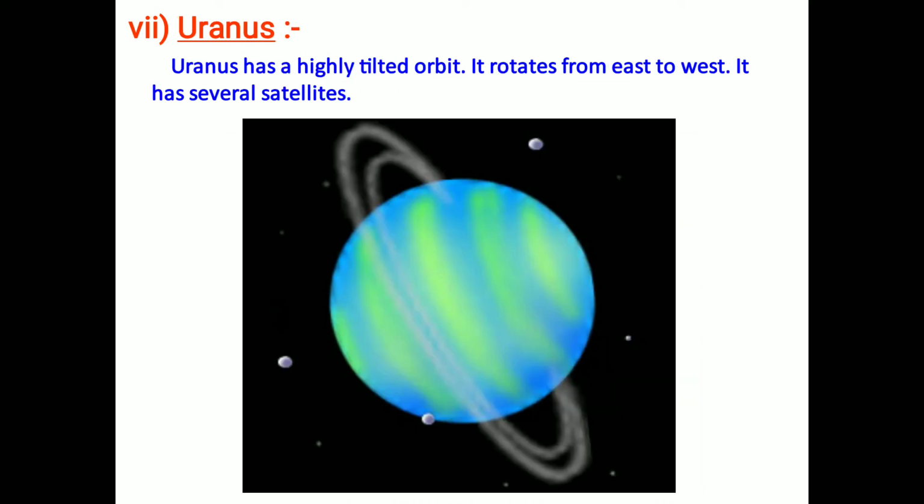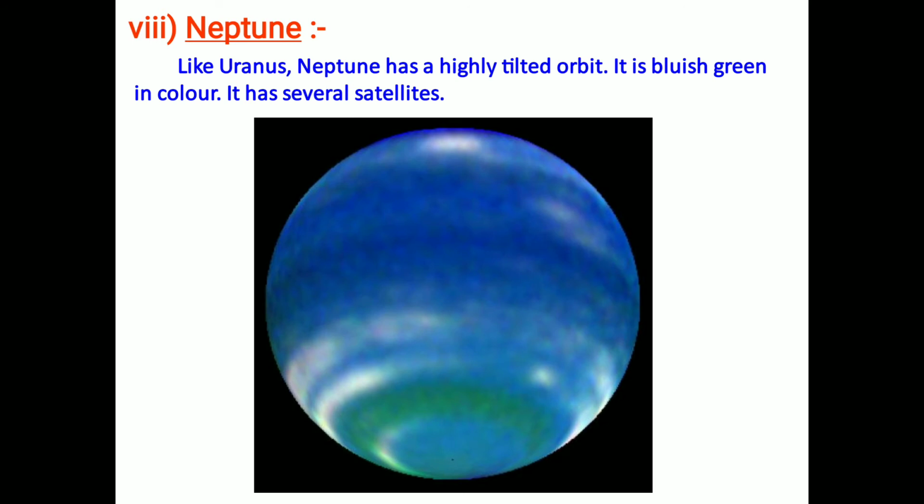The seventh planet is Uranus. Uranus has a highly tilted rotational axis. As a result, in its orbital motion, it appears to roll on its side. It rotates from east to west like Venus. It has several satellites. The last and the eighth planet is Neptune.